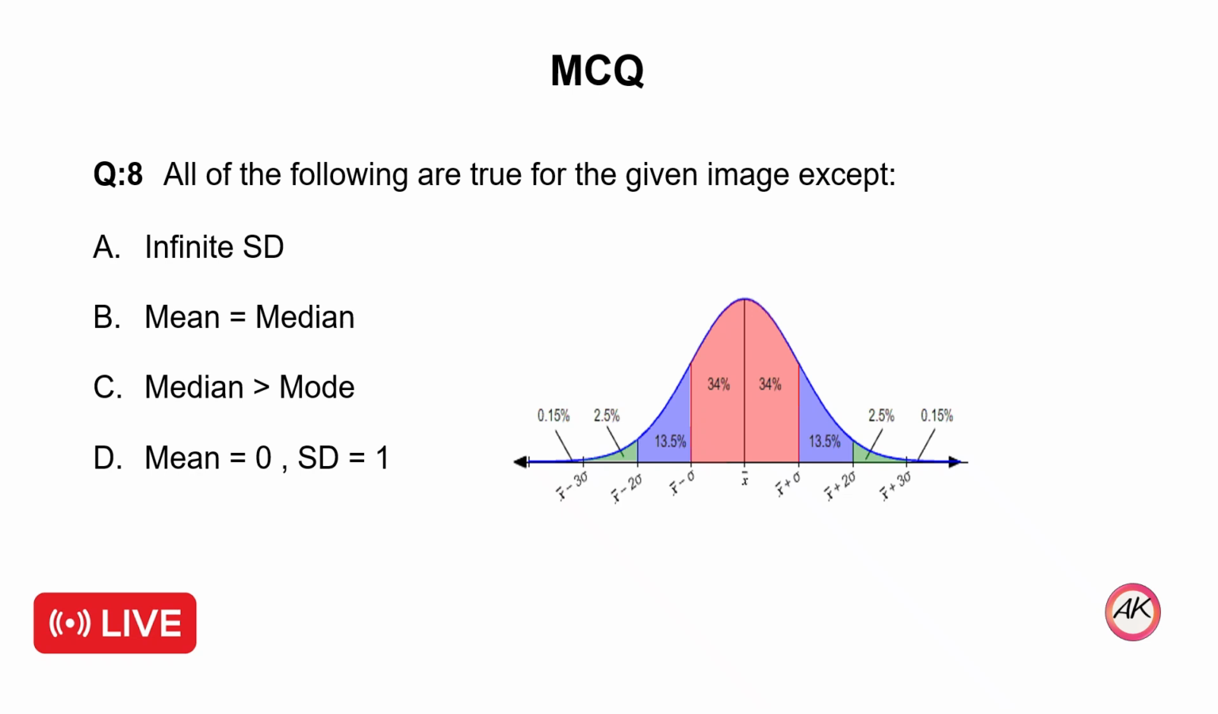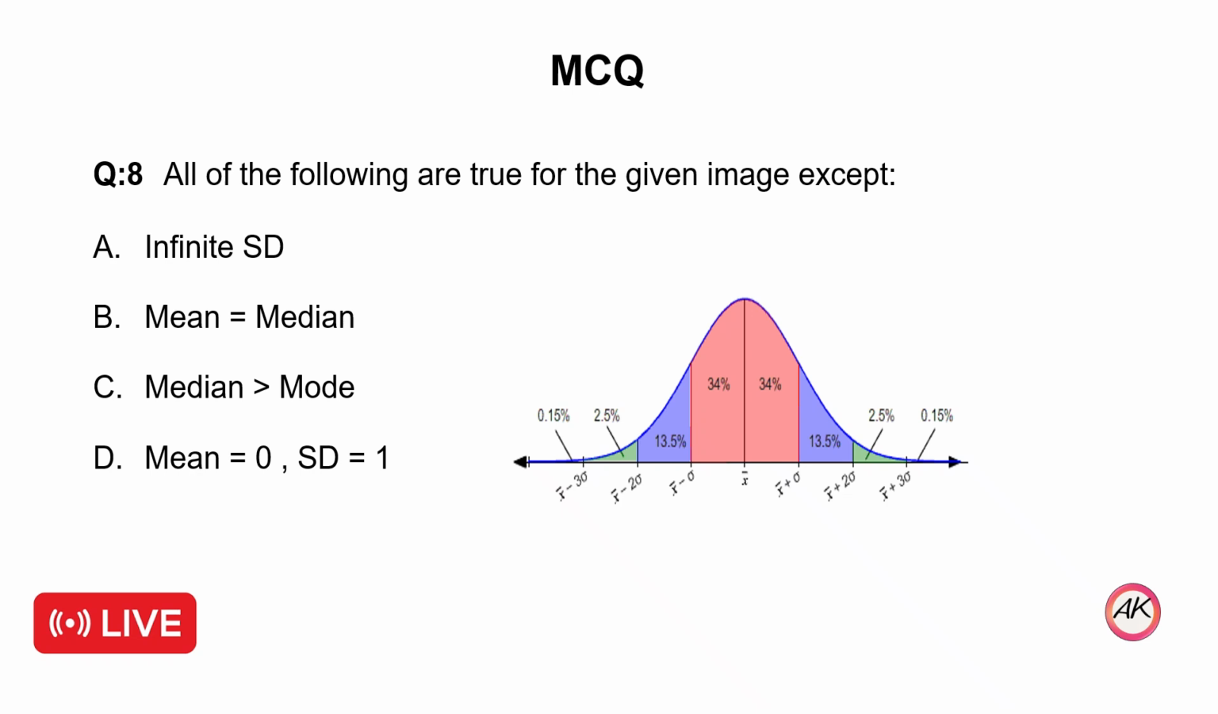So the question is, all of the following are true for the given image except. Options are infinite standard deviation, mean equal to median, median greater than mode, and the last option is mean equal to 0 and standard deviation is equal to 1. Now, if you look at the given image, this is a normal curve.